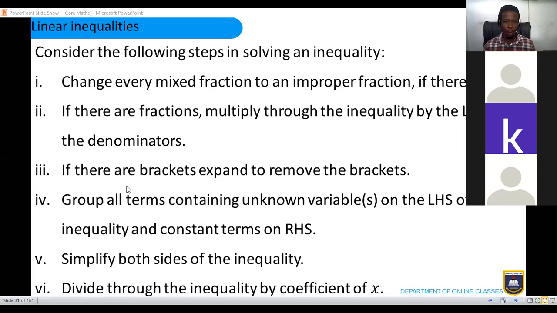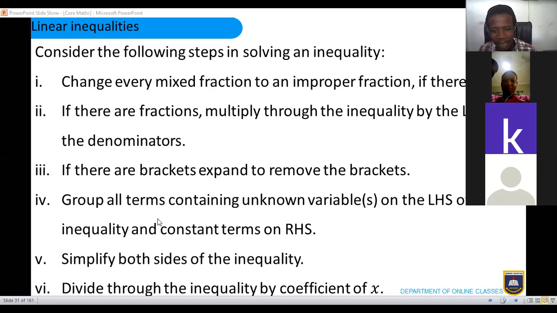Step 4: group all terms. So the fourth one is to group all terms containing unknown variables on the left hand side of the inequality.